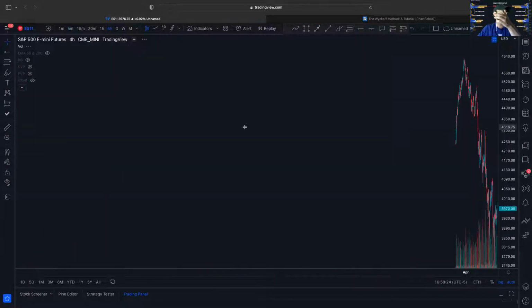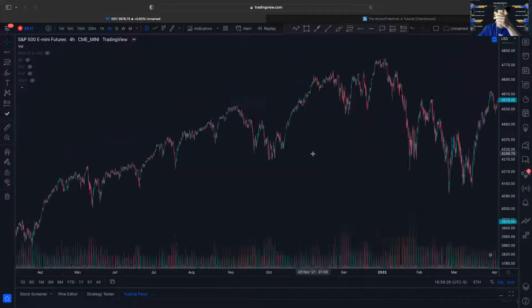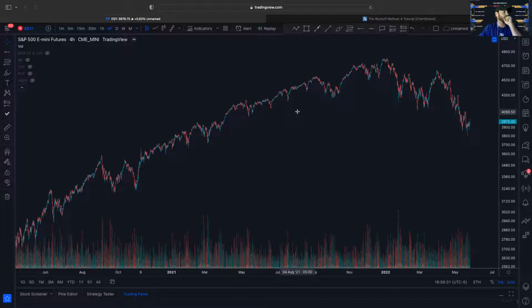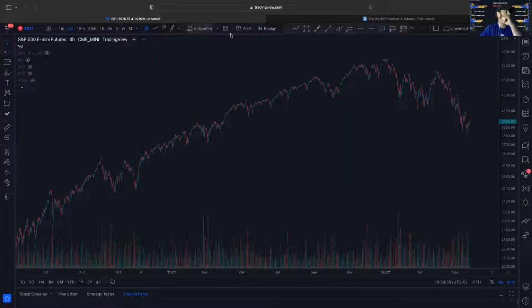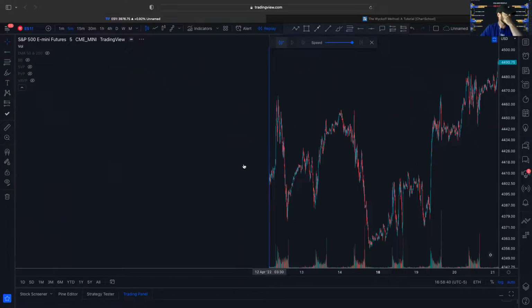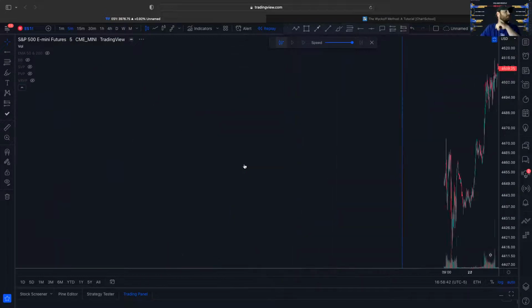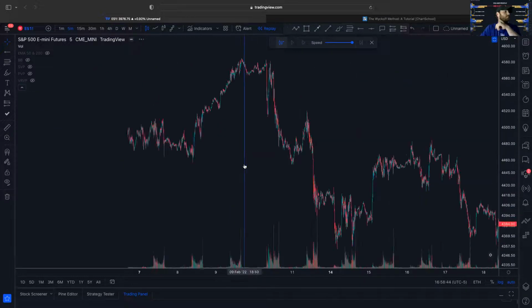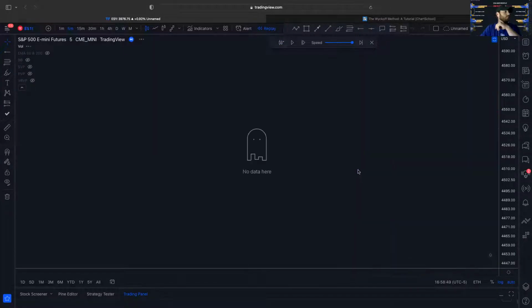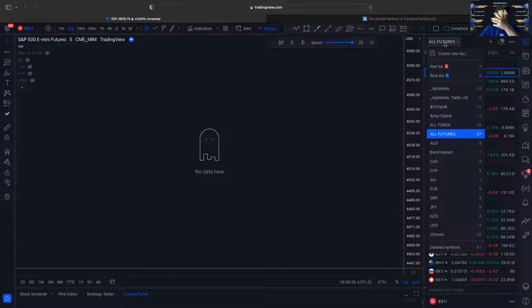How far does this go on my chart? It goes all the way back here. Well, why did it do that? Hold on. Damn, that's weird. Okay, well, let me go look at another one, it's pretty much the same thing.